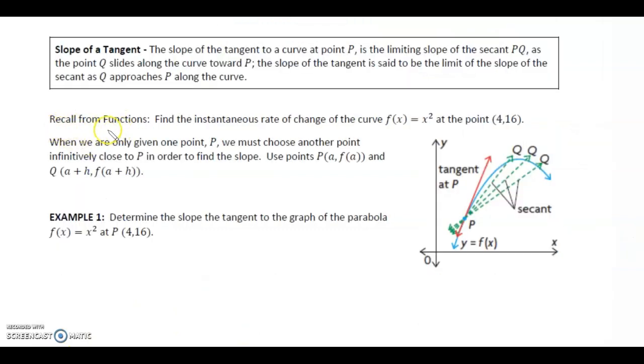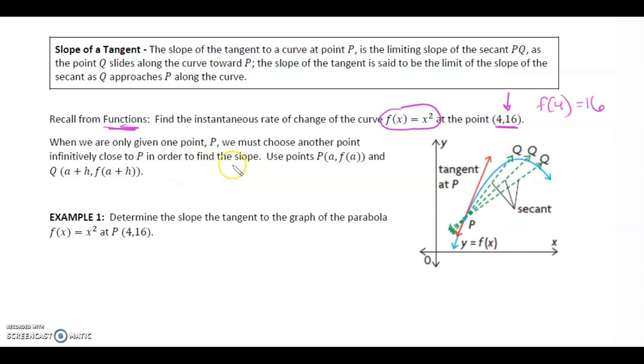So let's recall from functions. Find the instantaneous rate of change of the curve f(x) = x squared at the point (4, 16). Okay? When we are only given one point P, this is like f(4), obviously, right? f(4) equals 16.